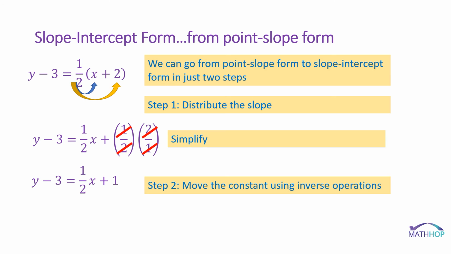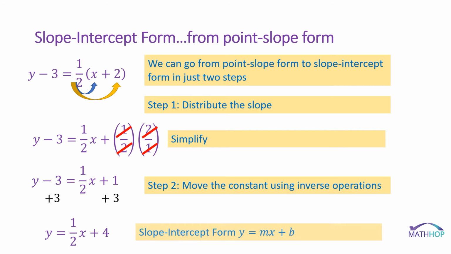So you move the constant, our second step, move the constant using inverse operations. What's the opposite of negative 3? Adding 3, or positive 3. So add 3 to both sides, we get y equals 1/2 x plus 4, and that is in fact in slope-intercept form, or y equals mx plus b form.